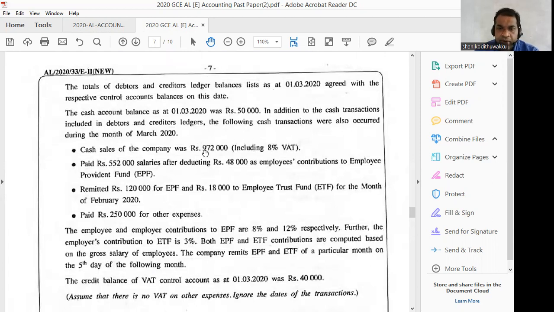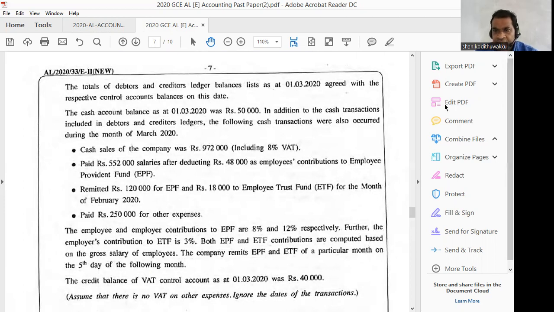Right. Here, 972 is equal to 108. Why? They have given including VAT. Therefore, 8% VAT plus 100% net sales. Therefore, you can divide 972 by 108 and multiply by 100. The 900 will be equal to net sales and 72 equal to 8% is VAT. Therefore, you can record that one first.